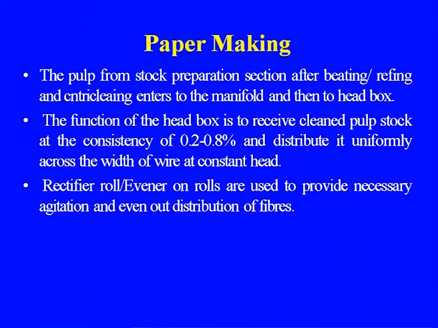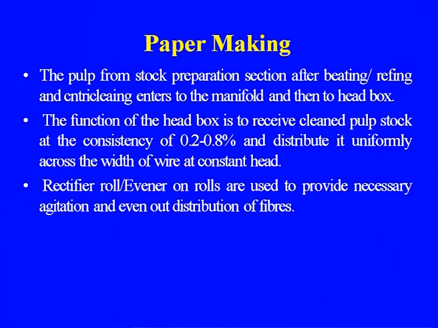Now, this was the part of the stock preparation, and after getting the different furnish of the pulp, it is ready for paper making. So what are the steps involved in the case of paper making? The pulp from the stock preparation section, after beating, refining and centricleaning, enters the manifold and then the head box. That is the starting point of the paper machine.